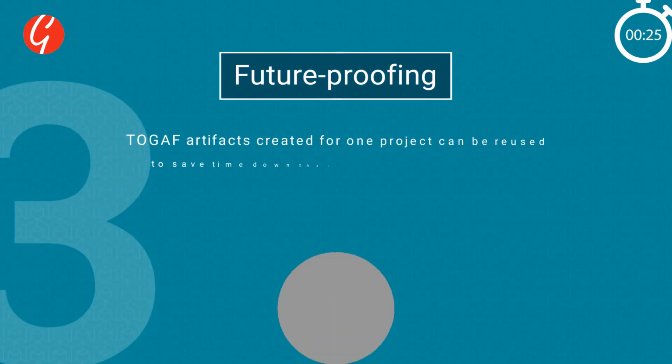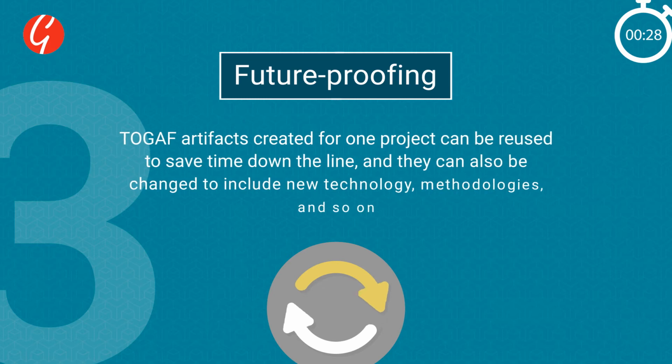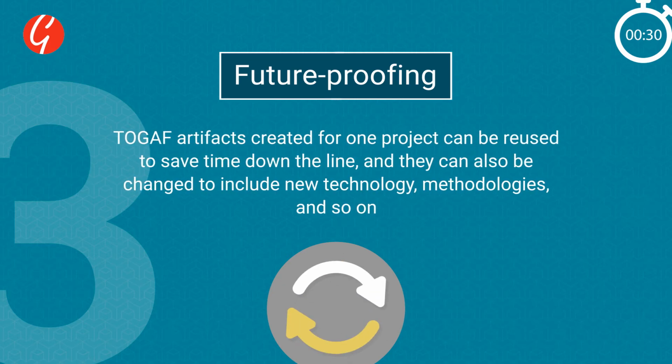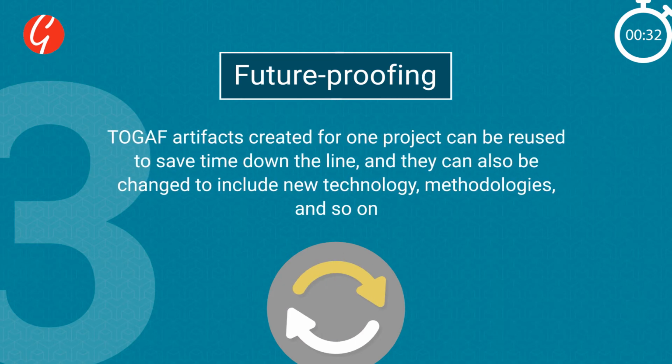3. Future-proofing. TOGAF artifacts created for one project can be reused to save time down the line. They can also be improved to include new technology, methodologies, and so on.